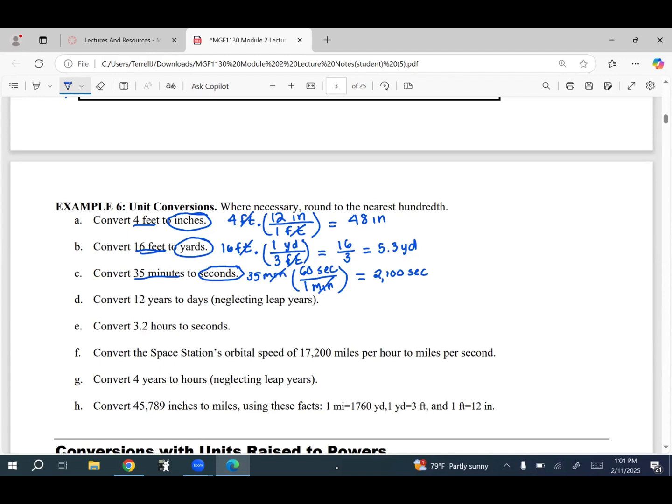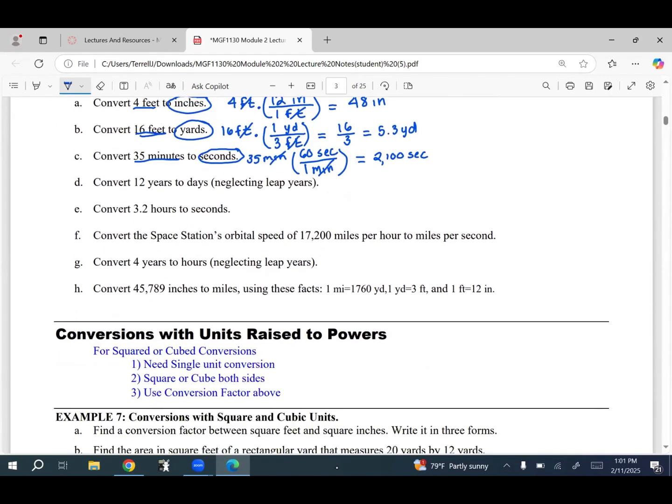Okay. Let's do a more challenging one. Let's look at H. This is probably a hard one. So we have 45,789 inches, and I want my final answer to be in miles. So you always start with what's given, inches. And now I need a conversion. So ideally, I'd look for a conversion between inches and miles. But if you look above where we were looking, there is none.